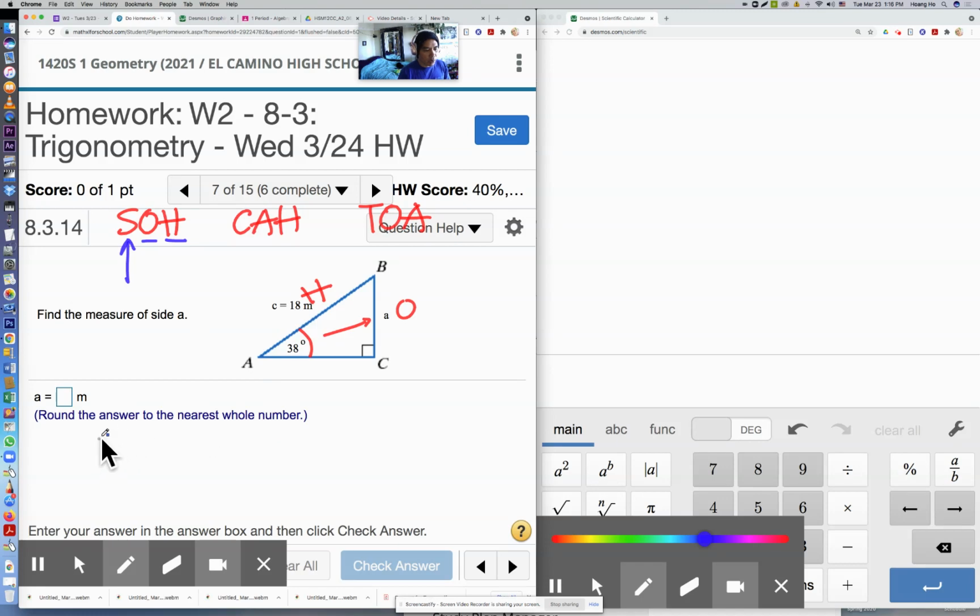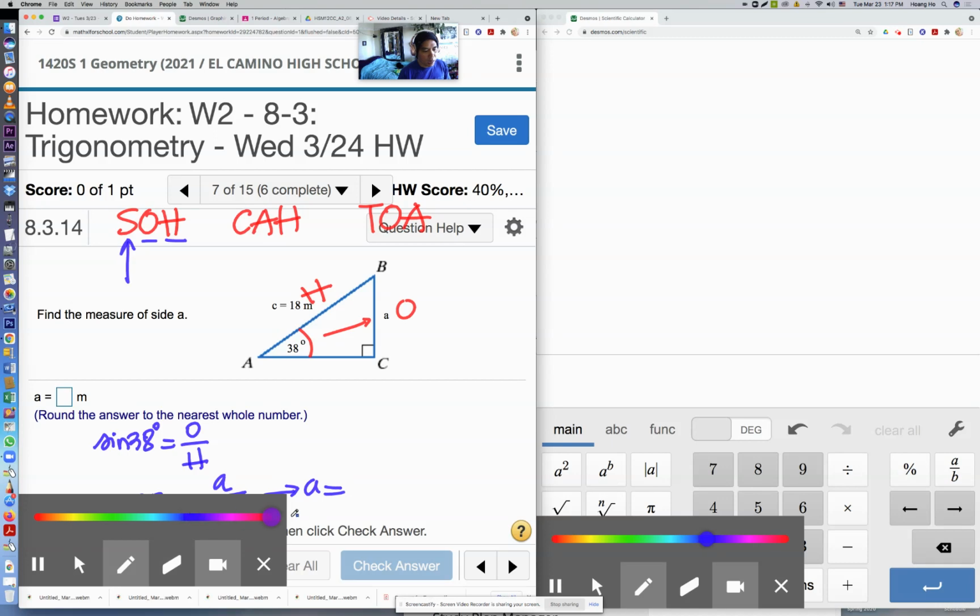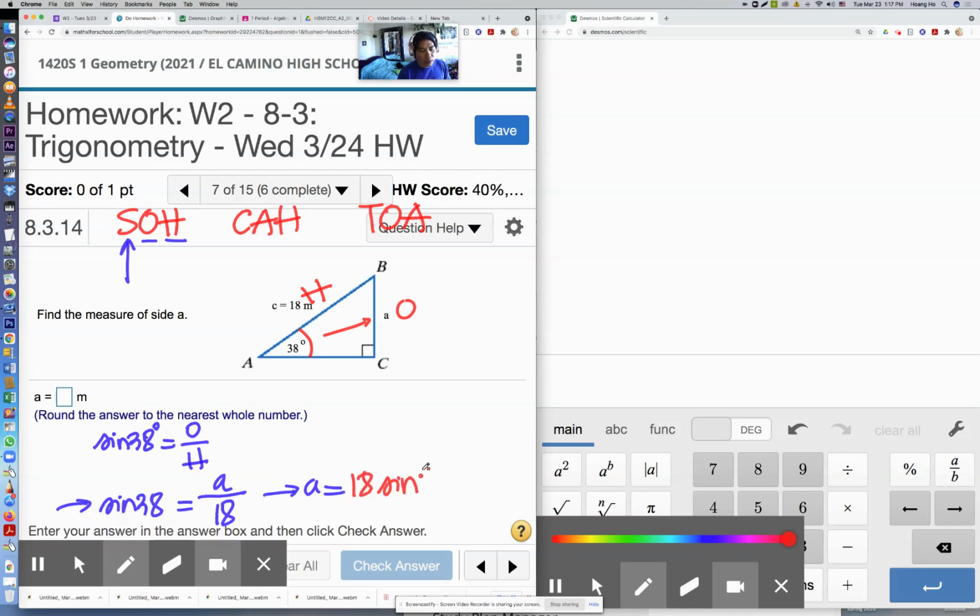Okay, so let's write the equation over here. Sine of 38 degrees equals opposite over hypotenuse. Substitute the values: sine 38 degrees equals opposite, which is A, over hypotenuse, which is 18. So now, if you want to find A, you cross multiply: 18 times sine 38 degrees. The answer has to be to the nearest whole number.